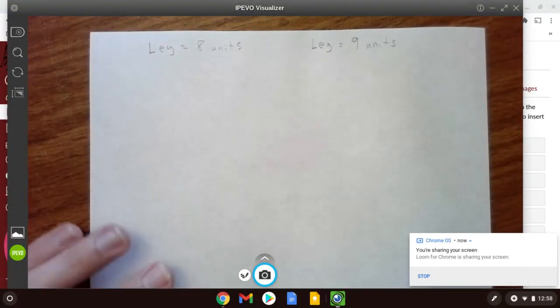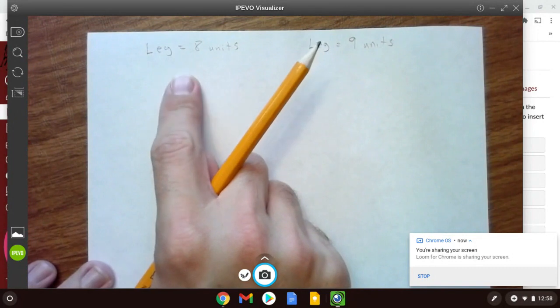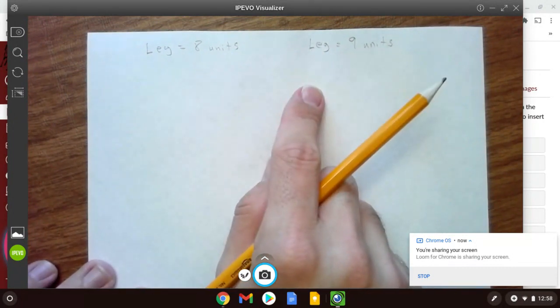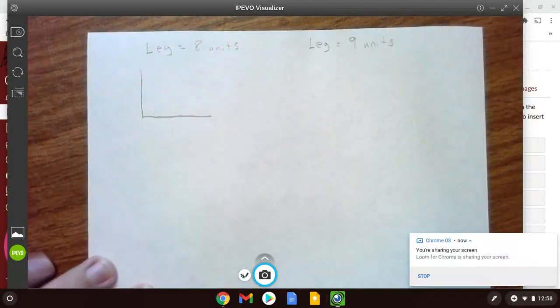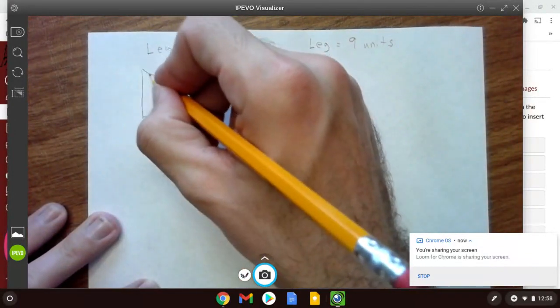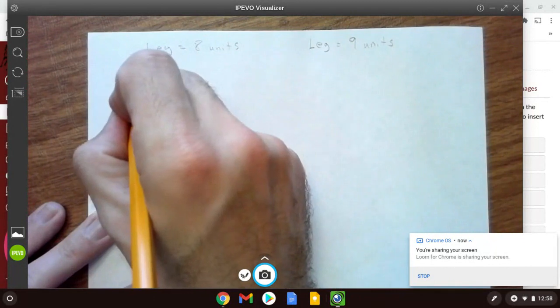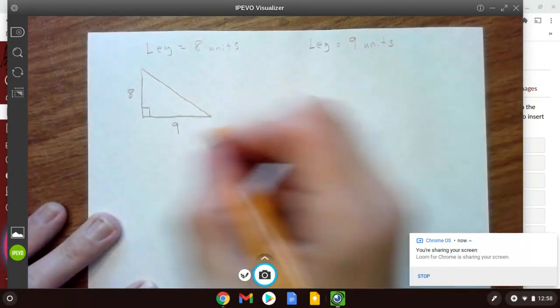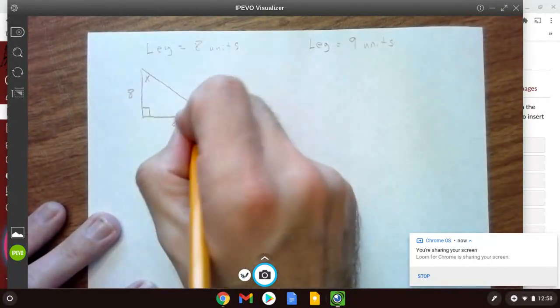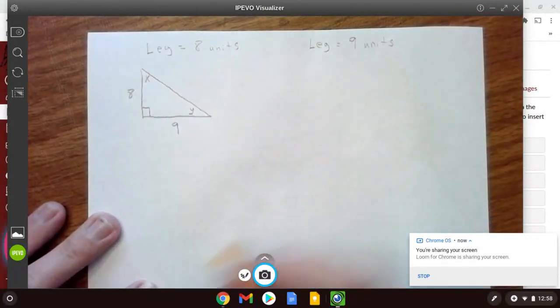All right. This time we've got two legs of a right triangle, 8 and 9 here. We'll call that 8 and that 9. And the goal is to solve for everything else. So we're going to solve for that missing angle, for that missing angle, and for the hypotenuse there.